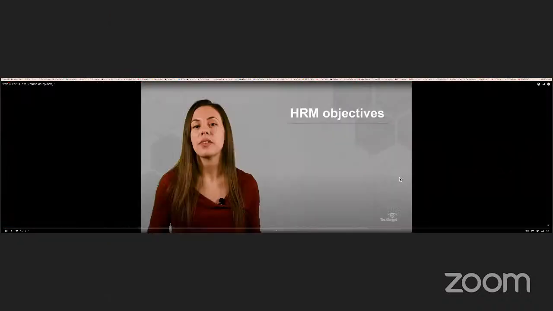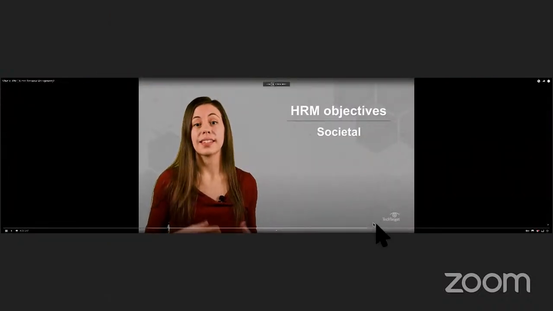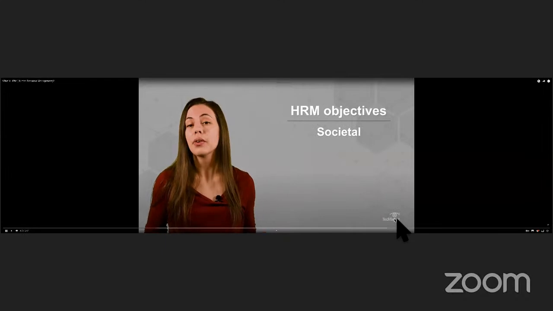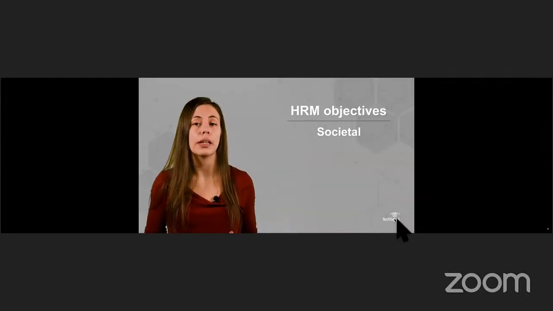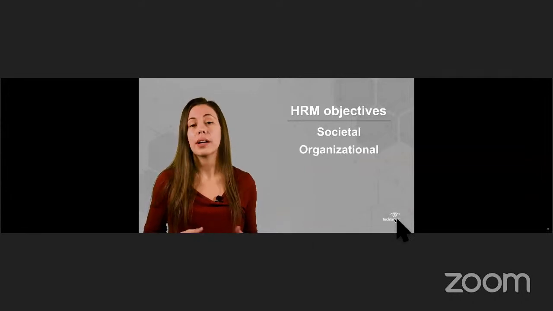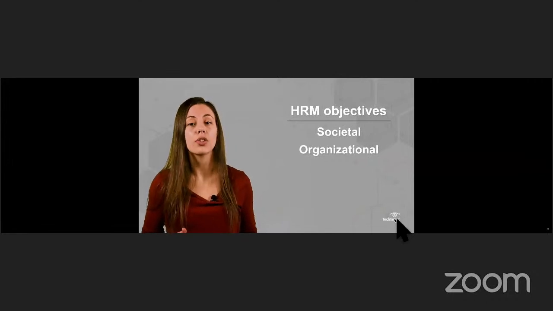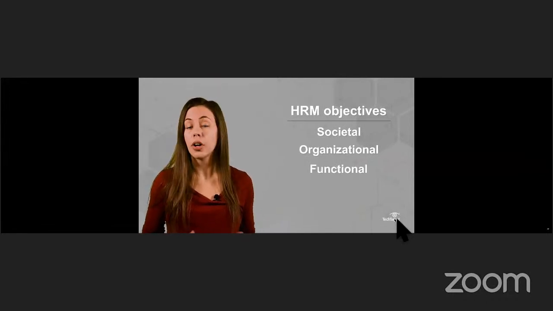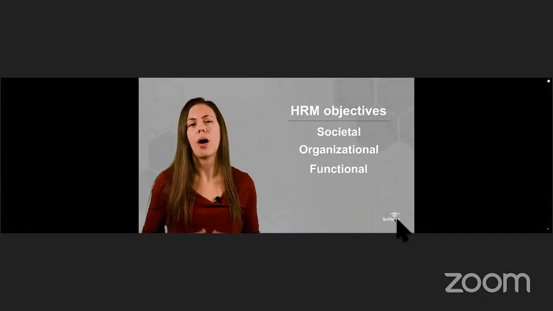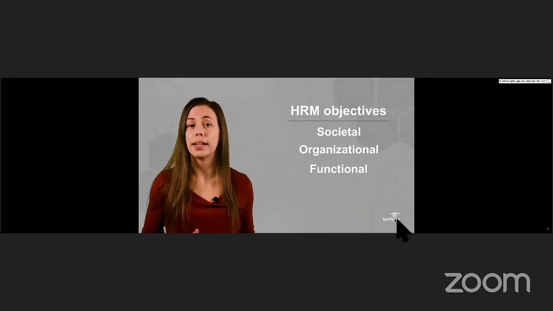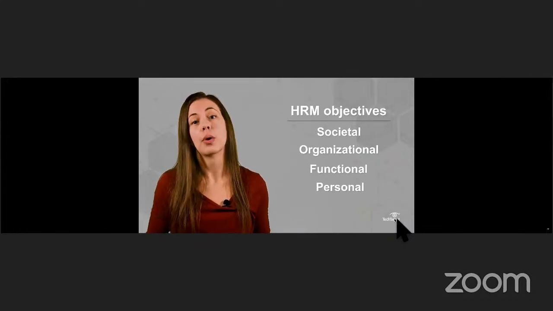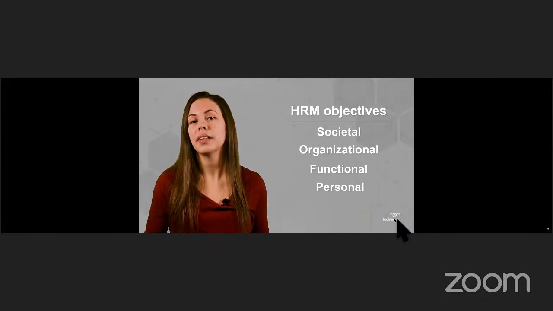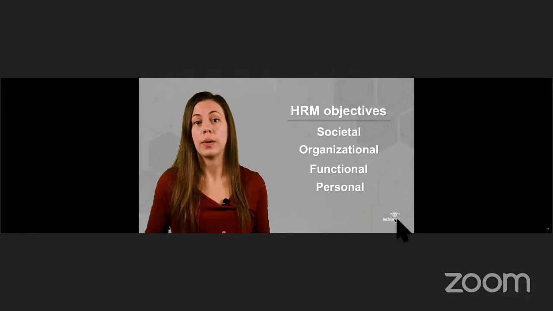There are 4 kinds of HRM objectives. Societal objectives aim to meet the ethical and social needs of the company, addressing issues like equal opportunity and pay. Organizational objectives strive for efficiency, including employee hiring, training, and retention. Functional objectives focus on ensuring all of HR's resources are allocated to their full potential. And finally, personal objectives seek to support the personal goals of each employee, like offering education or career development opportunities.